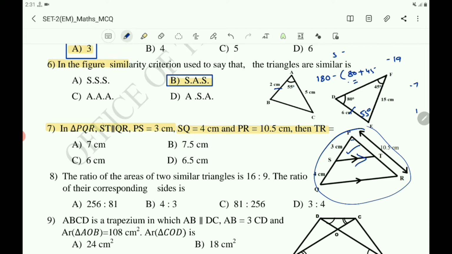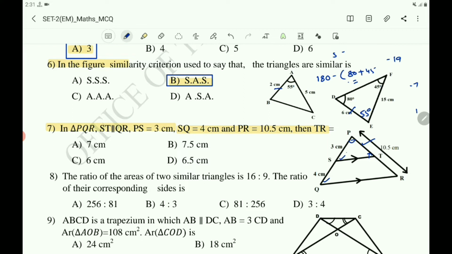PQR. Why are they similar? Because here angle P is common, and these two angles are equal as they are corresponding angles made by the transversal of these two parallel lines, and similarly these two angles are equal. Therefore triangle PST is similar to triangle PQR. So if you get the measurement of the side PT, then you will get the measurement of TR.